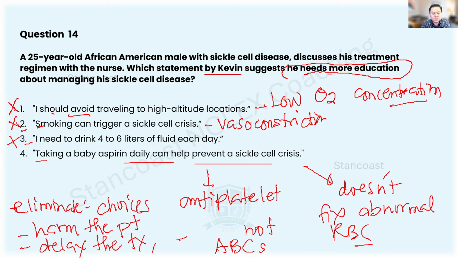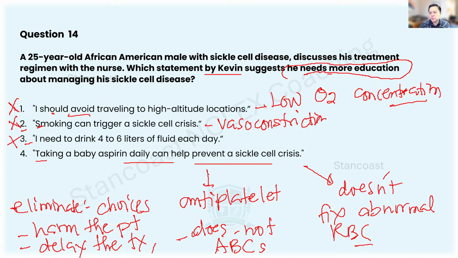So for those treatments or choices that can delay the treatment, there's a possibility that they are supposed to be eliminated. And those choices that do not address the ABC. If the patient is already compromised in their circulation, if their breathing is already compromised, their airway is already compromised, and if that choice is not addressing that, then eliminate that one. Okay, this is very important.